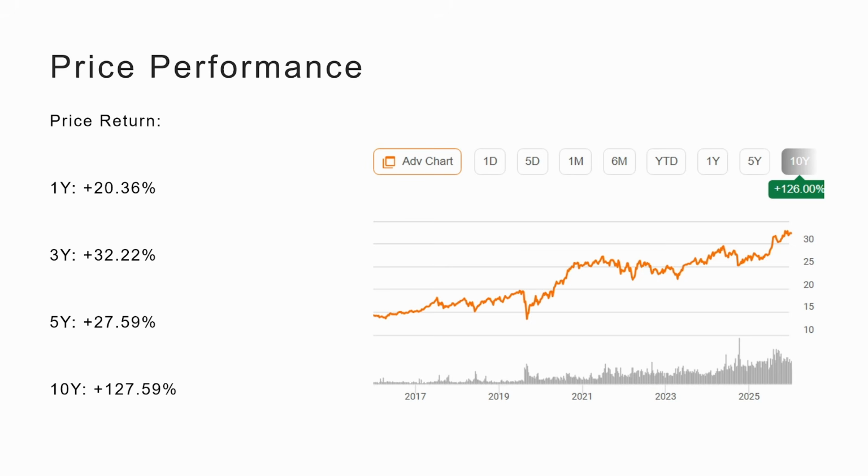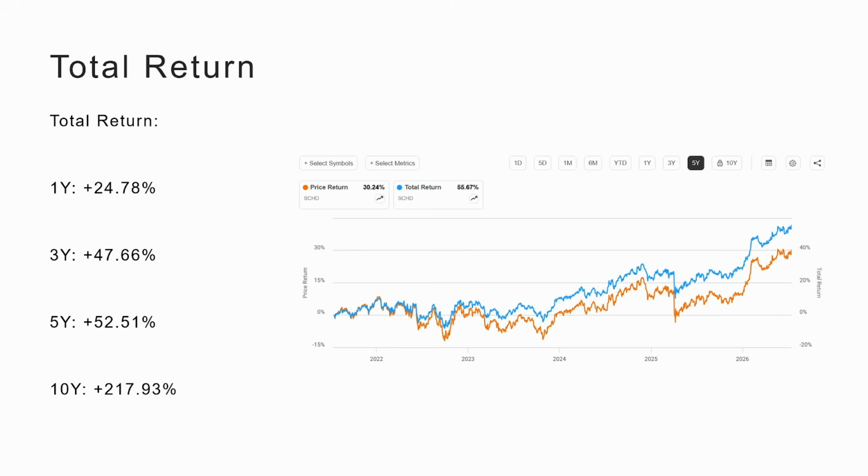So this is the result of SCHD's quality screens. It avoids the weak companies that drag performance down, because SCHD grows steadily, not explosively. And that's exactly what long-term investors want. But it's not just price return, it is total return. Now, of course, price return is only half the story. Total return includes dividends. And that's where SCHD shines.